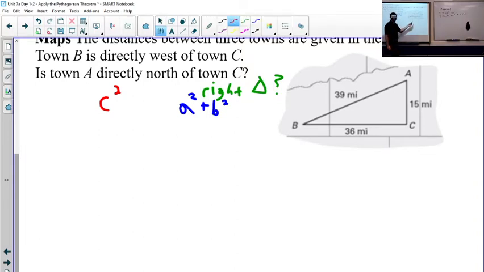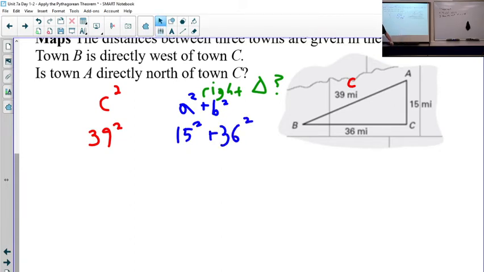So c is always our longest side. That will be 39. So 39 squared. And then we have our a squared plus b squared. So 15 squared plus 36 squared. And so we're going to check those.